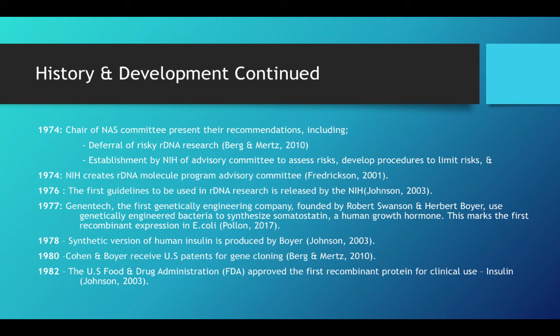In 1977, Genentech, the first genetically engineering company founded by Robert Swan and Herbert Boyer, used genetically engineered bacteria to synthesize somatostatin, a human growth hormone. This marks the first recombinant expression in E. coli. In 1978, Boyer produces a synthetic version of human insulin. In 1980, Cohen and Boyer receive US patents for gene cloning. And in 1982, the US Food and Drug Administration approves the first recombinant protein for clinical use, and this was insulin.